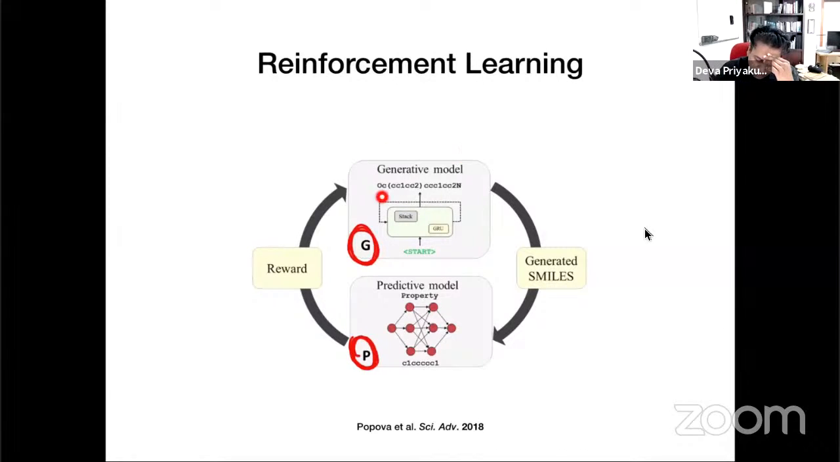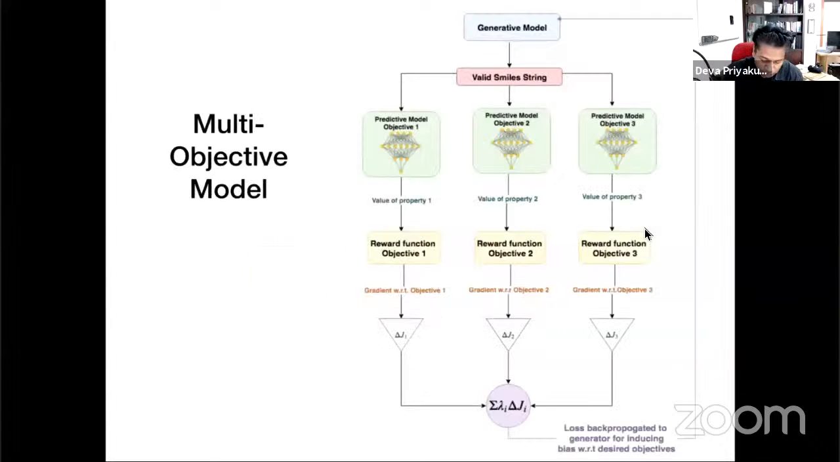You have a generator which starts generating molecules. There is a model to check whether the molecules are something that is useful for me or not. If they are useful, you give a treat or reward. If they are not useful, you penalize it. And slowly, with respect to certain iterations, the generator will learn that it is getting rewards for a certain kind of molecules, and then it will start generating that kind of molecules.